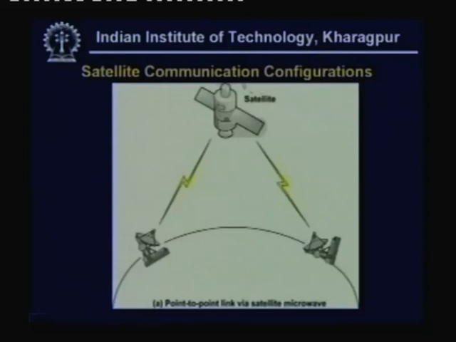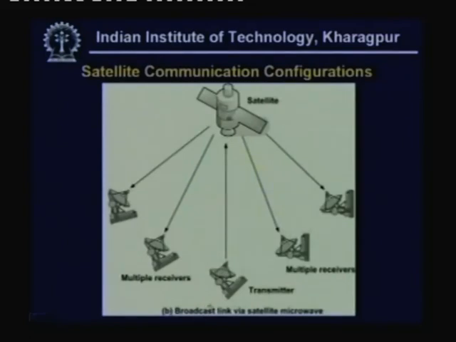Here we have the satellite in the sky, and here you have the two ground stations. This is one ground station, this is another ground station. Here there is a point to point link, and the signal goes from this ground station to the satellite. Here it is received, then amplified and returned back to the station. Signal from here also goes to the satellite, is received, amplified, and returned back to this ground station. This way it can cover a very long distance.